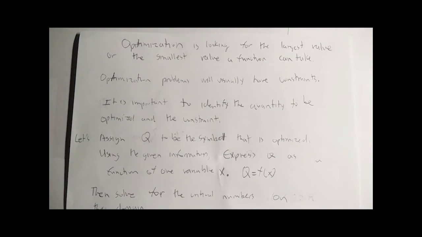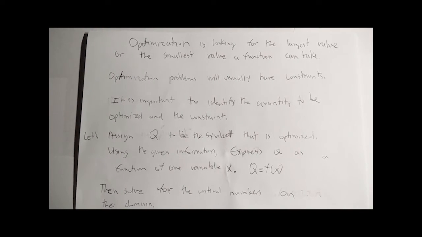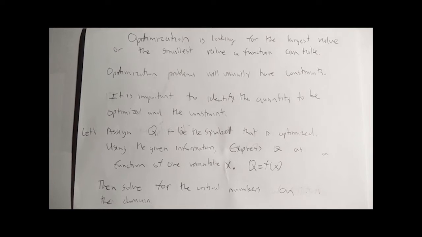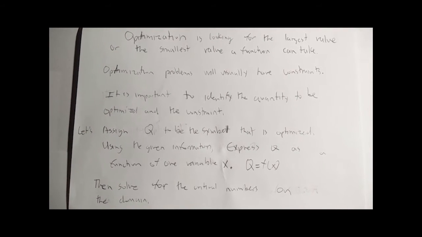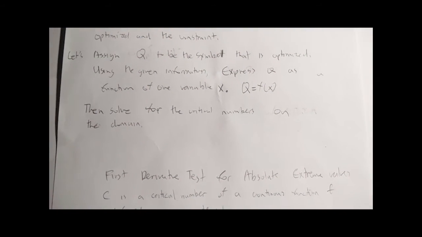Optimization is looking for the largest value or the smallest value a function can take. Optimization problems will usually have constraints. It is important to identify the quantity to be optimized and the constraint. Let's assign Q to be the symbol that is optimized.